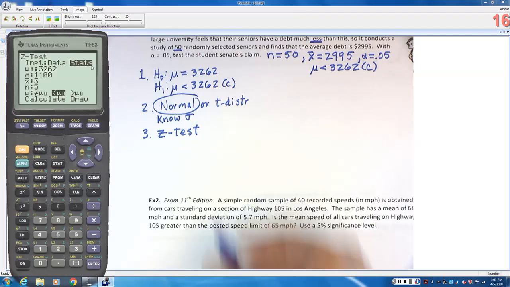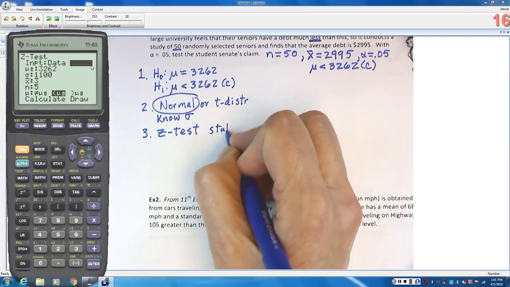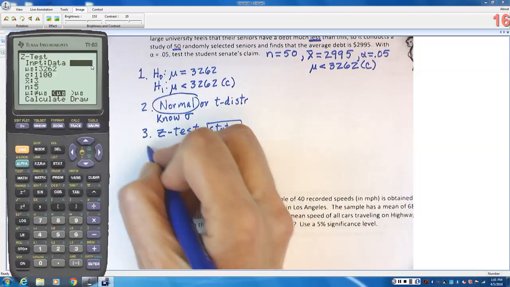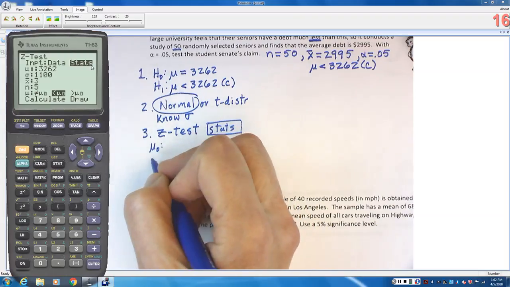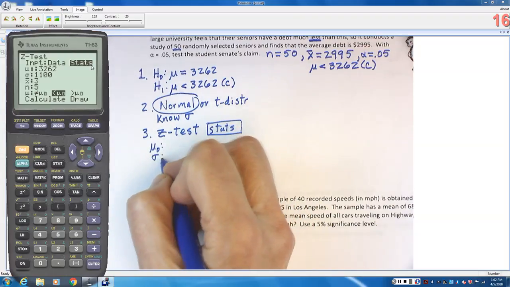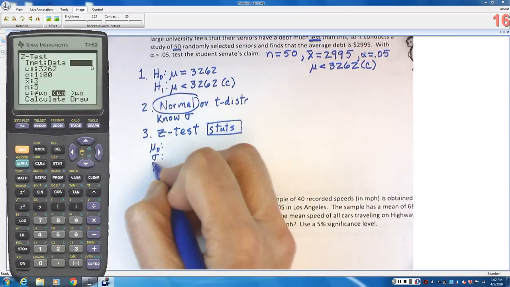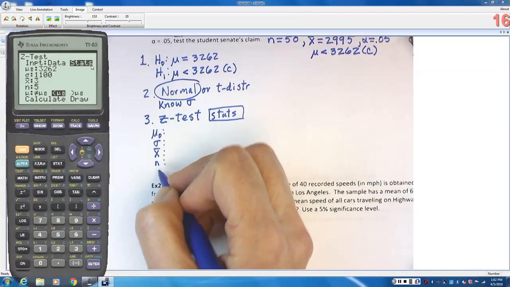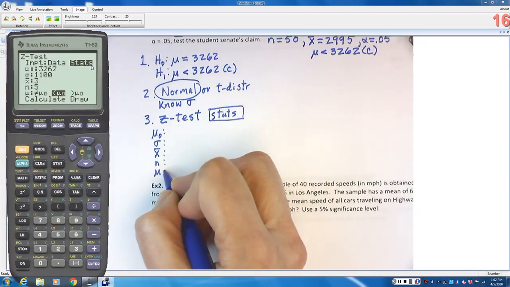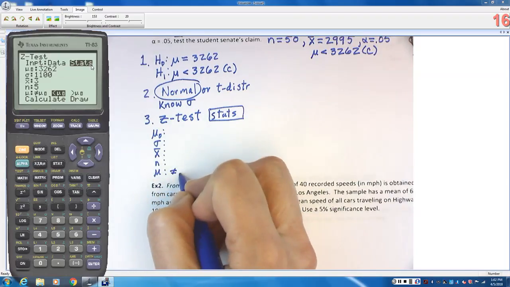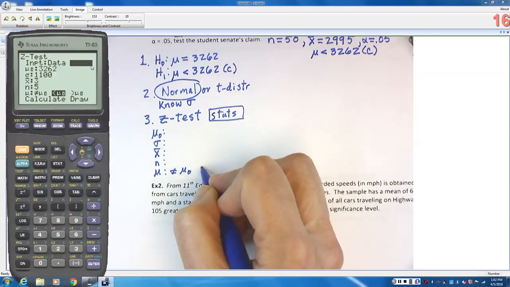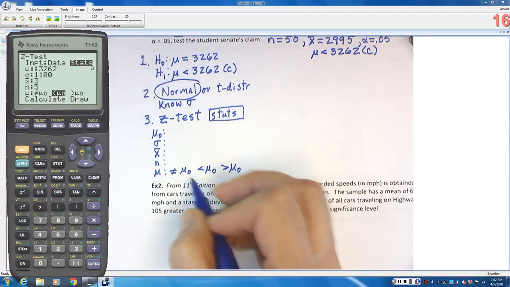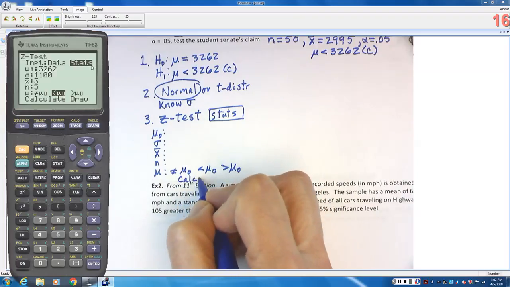I'll write that down. You don't have to write stats down if you want. And so then it asks for mu 0. It asks for sigma. It asks for x bar. It asks for n. And it says mu not equal mu 0, less than mu 0, greater than mu 0. And then it says calculate or draw.